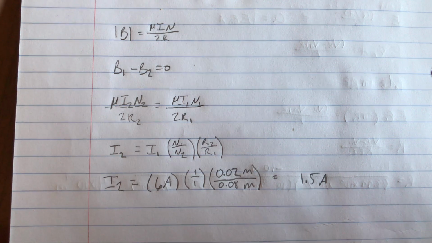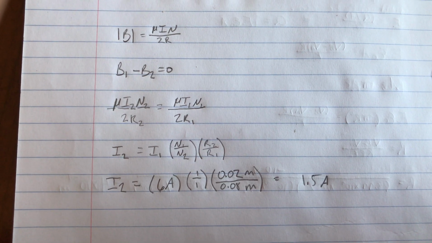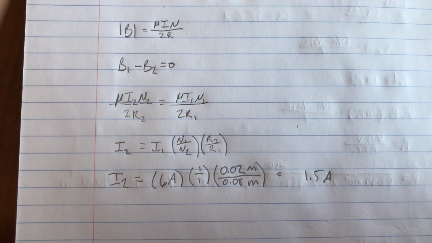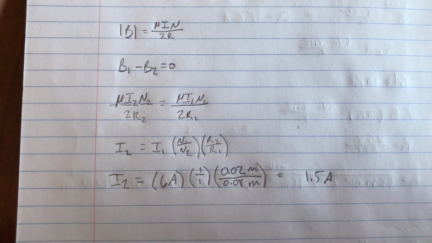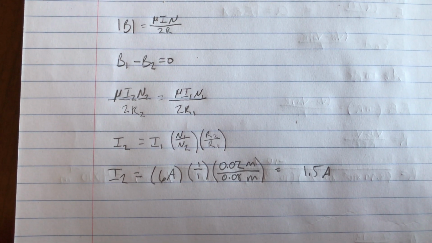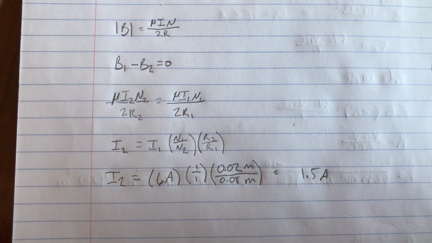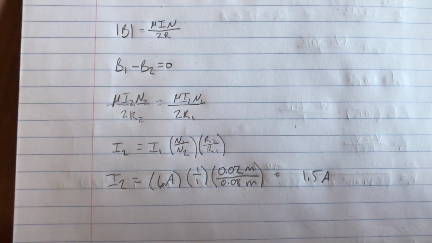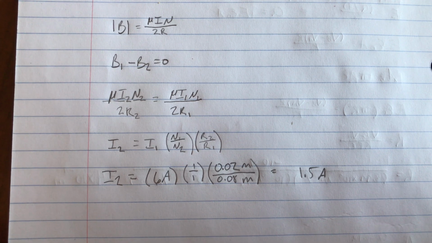The current from wire 1 is 6 amps. Each wire only has one loop, so that cancels out. Mu from both sides cancels out, so it's not in the equation. And then we have the diameter of the inner ring over the diameter of the outer ring, and that gives 1.5 amps.